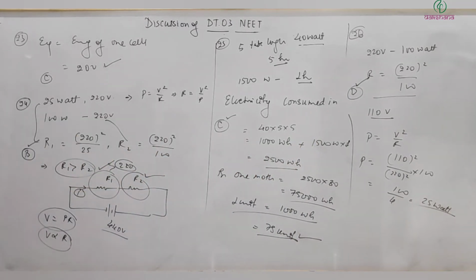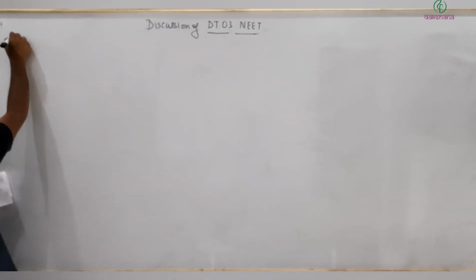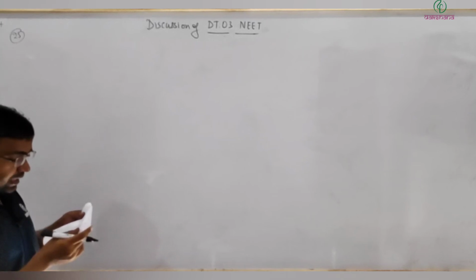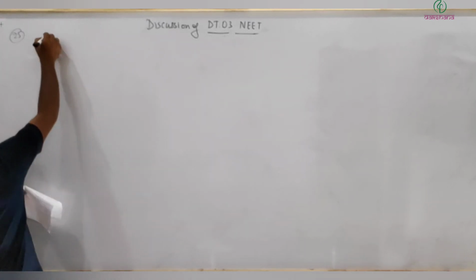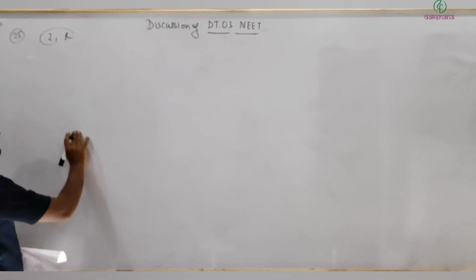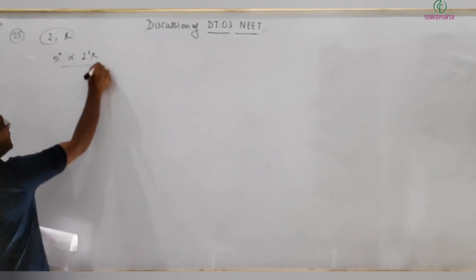Okay, next question number 27. It's saying a 5-degree rise in temperature is observed in a conductor by passing some current. Let's say current is I and the resistance of the conductor is R. So I can write the 5 degrees is proportional to what? Heat produced, that is I square into R.